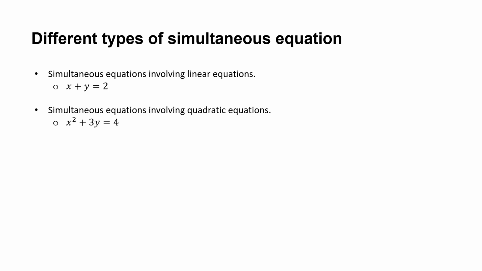Today we're going to be looking at two types of simultaneous equation. The first one involves linear equations, so this is where we have something like x plus y equals 2. And then also simultaneous equations involving quadratics, so this is where one of the variables has a squared term.